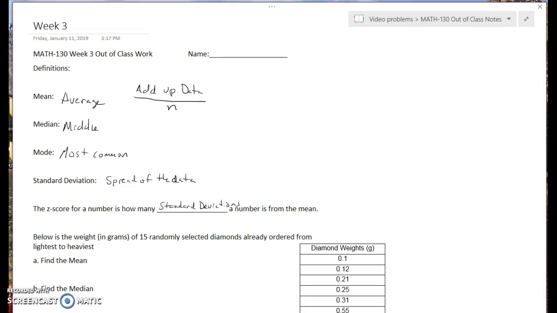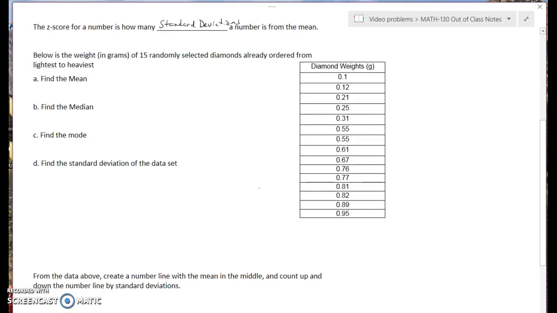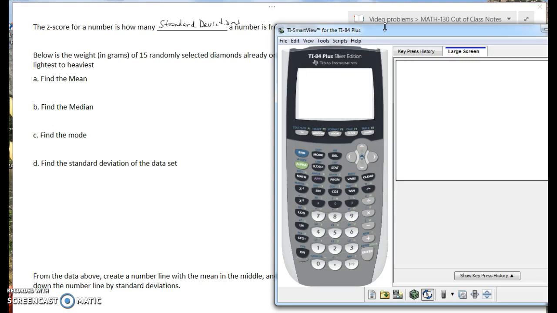Okay, so let's take a look at an example. It says below is the weight in grams of 15 randomly selected diamonds already ordered from lightest to heaviest. The first question asks us to find the mean. To find the mean, we're going to add these values up and divide by the total number we have. So I'm going to get my calculator out.